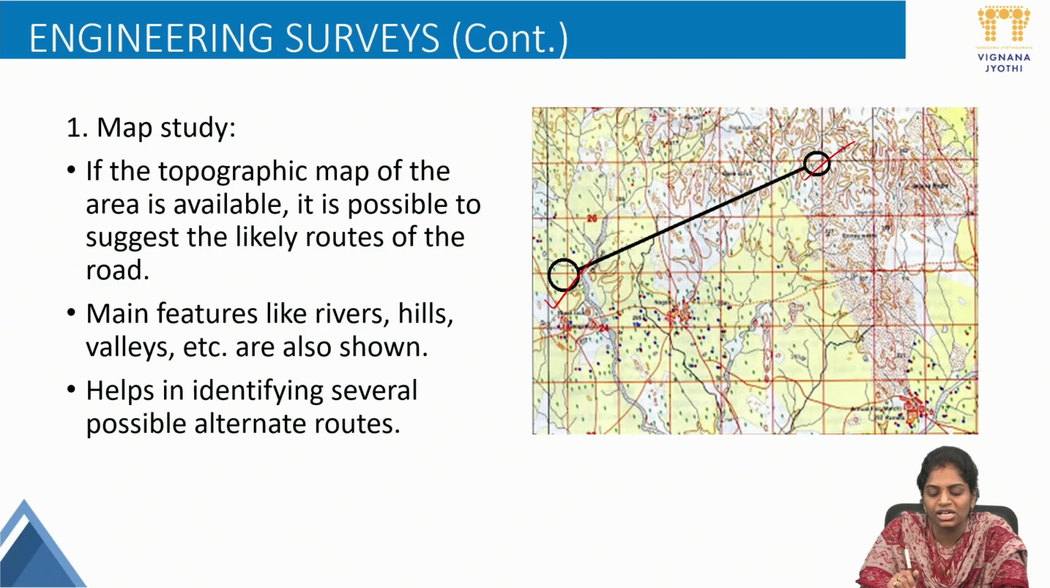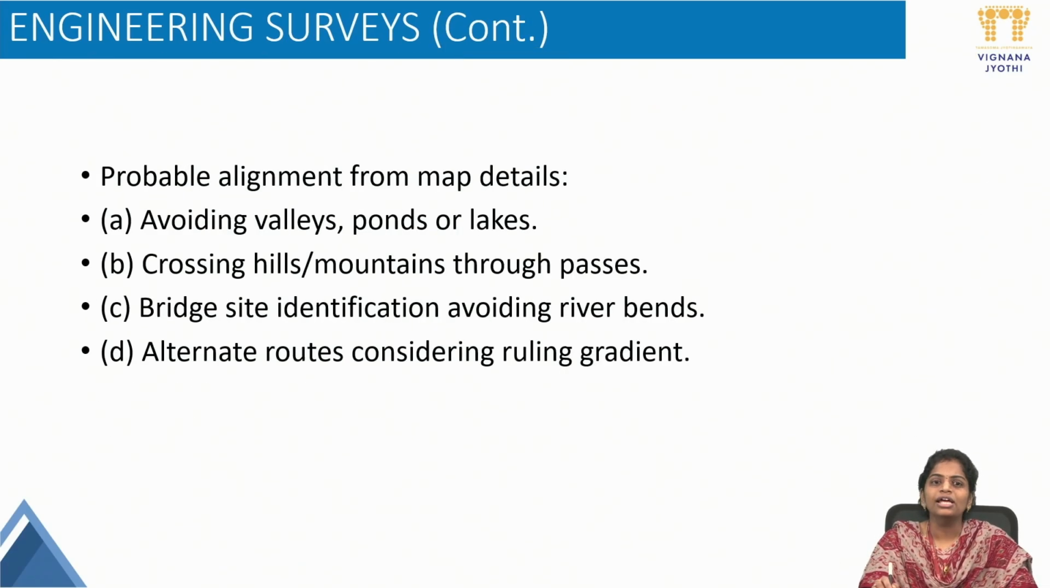If a topographic map of the area is available, it is possible to suggest the likely routes of the road. Main features like rivers, hills, valleys, etc. are shown in the topographic maps. It will identify several possible alternate routes also, not only one route. For example, if we select one origin to the destination in Google Maps also, it will show 2 to 3 ways for us. Next, probable alignment from map details we can see: avoiding valleys, ponds or lakes, crossing hills or mountains through passes, bridge site identification, avoiding river bends, alternate routes considering the ruling gradient.